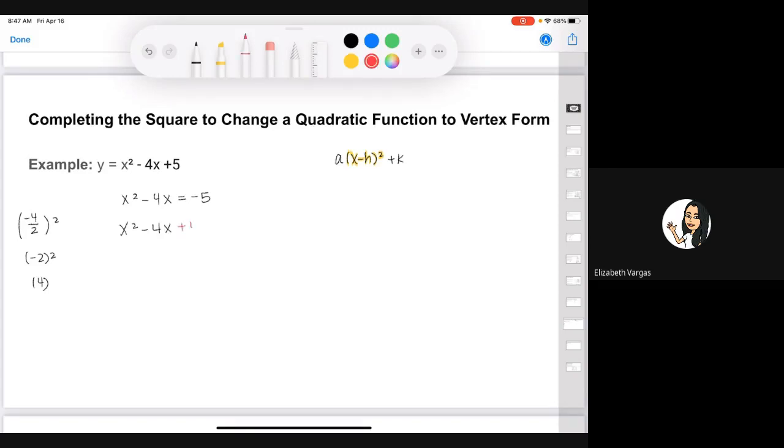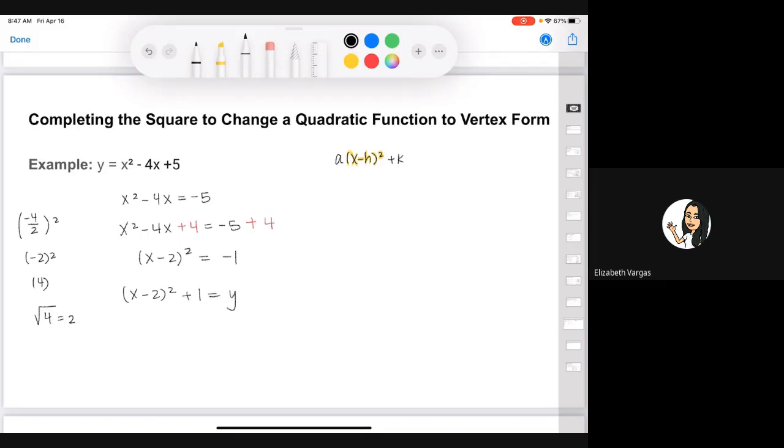I'll do here, add 4. And I have to add it to both sides to make it even. You can't just add to one side. You have to do it to both sides. And that allows me to complete the square. The square root of 4 is 2. And so my completed square would be x minus 2 squared equals negative 1. And so now I can move that c back over. So that would be x minus 2 squared plus 1 equals y.